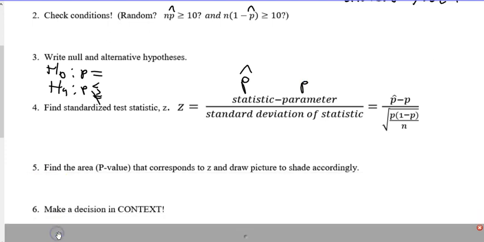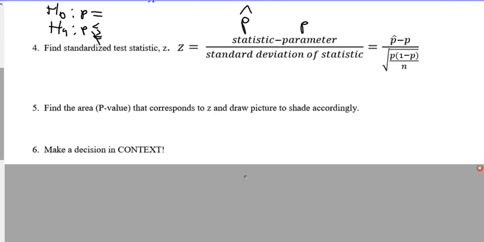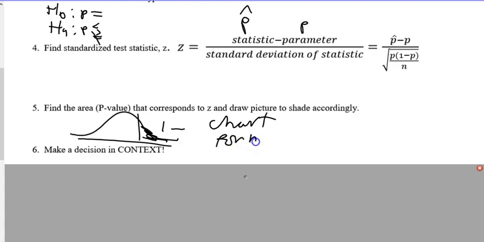All right, number 5. We're going to find the area. So we're going to go back, and we're going to find the area. Often it's going to be to the right. Not always. Sometimes it'll be to the left. But remember, if it's ever to the right, we always do 1 minus. Okay? But we're going to use the chart from our blue book, from our formula packet, which you're going to need. Okay?